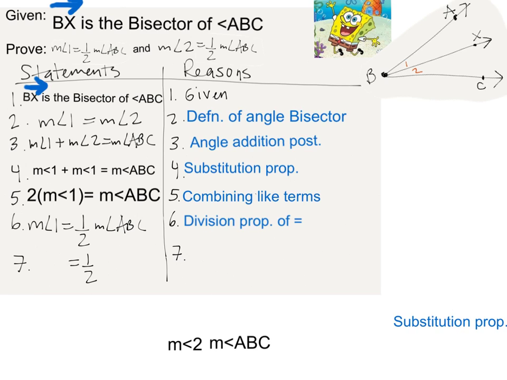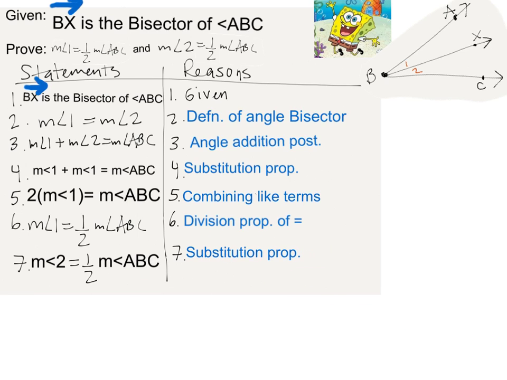But how do I prove that the measure of angle 2 is half of the measure of angle ABC? How do I do that? Well, I'm going to use substitution again. I know that the measure of angle 1 is the same as the measure of angle 2, so I'm going to take this and pull it here. I'm going to substitute it in. And now I have proven that if ray BX is the bisector of angle ABC, then angle 1 is half of the full angle, and angle 2 is half of the full angle.